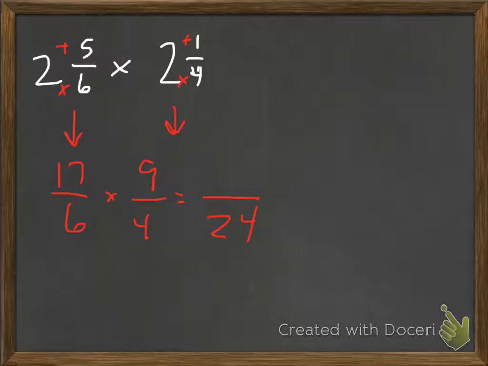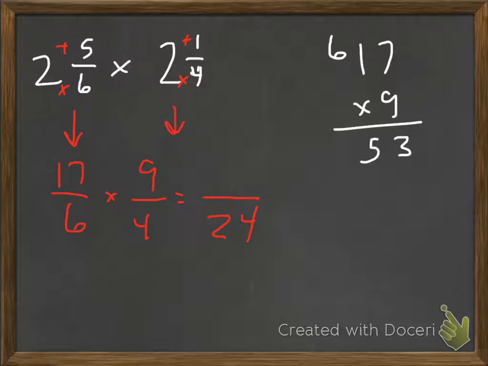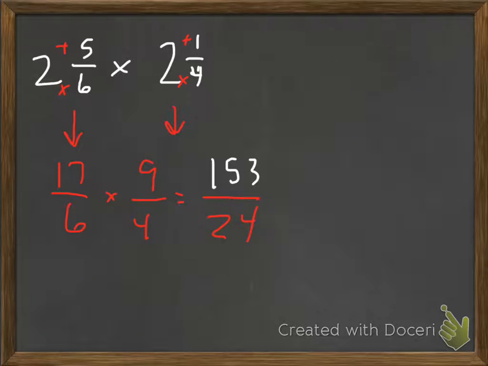So 17 times 9, they are going to have some bigger numbers, so they're going to have to probably do a problem off to the side to get the answer. 9 times 7 is 63. 9 times 1 is 9, plus 6 is 15. So they're going to have some pretty big answers. So now they're going to have to divide 153 by 24.